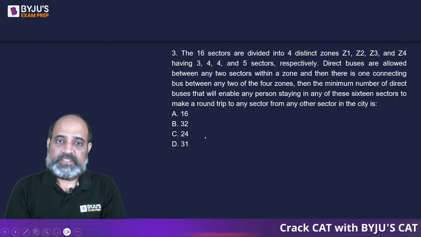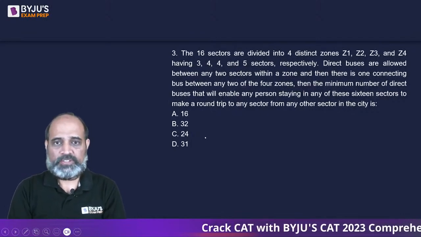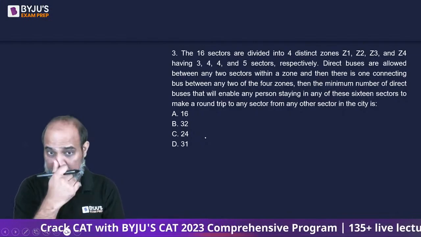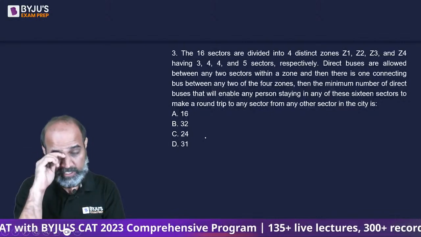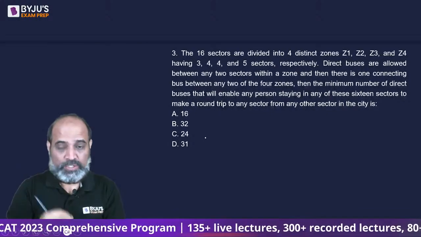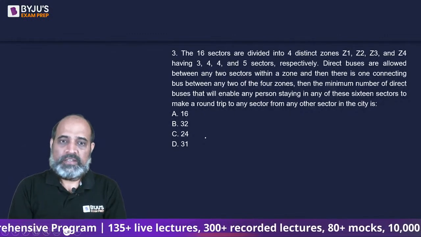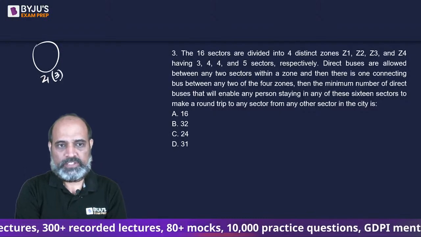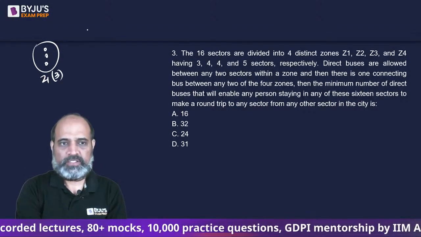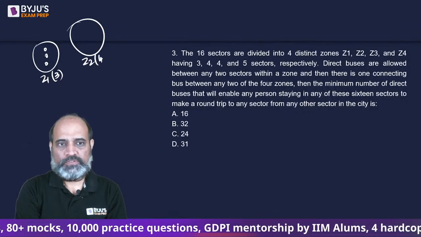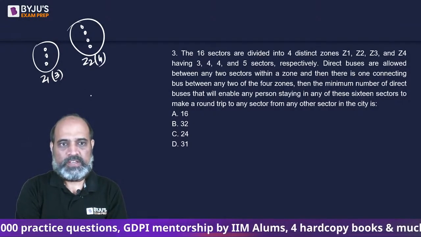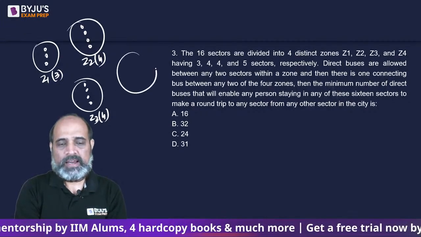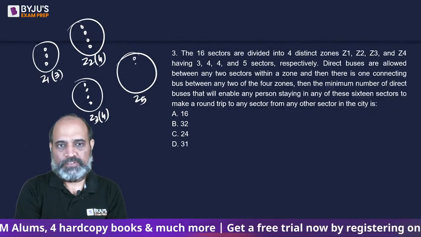The next one. The 16 sectors are divided into 4 distinct zones, having 3, 4, 4, 5 sectors respectively, the one that we have already seen. Direct buses are allowed between any 2 sectors within a zone, and there is one connecting bus between any 2 of the 4 zones. Okay, so let's draw these zones. So we have zone Z1 with 3 sectors. We have zone Z2 with 4 of them. We have zone Z3 with another 4, and then we have zone Z4 with 5 of them.